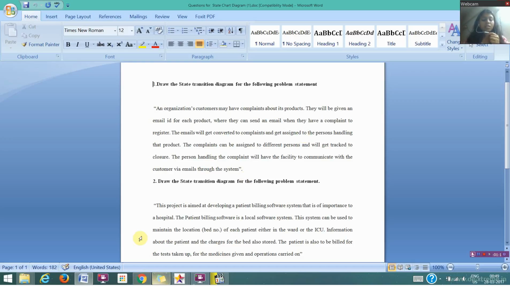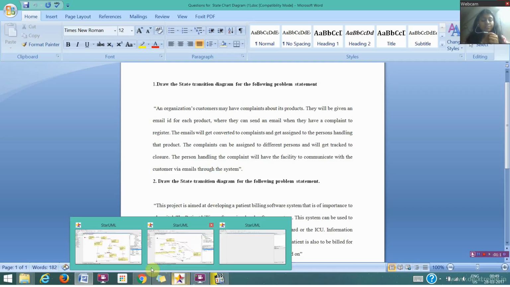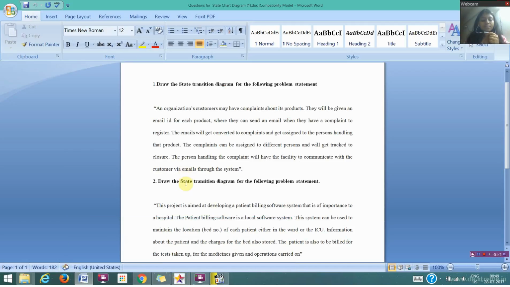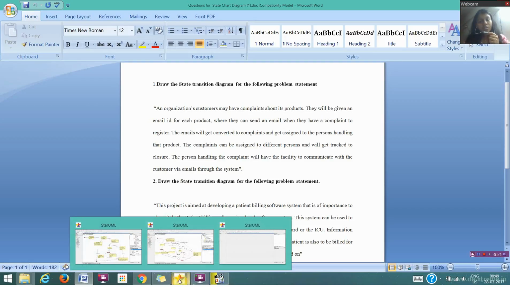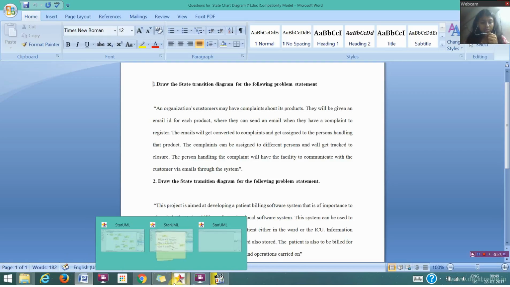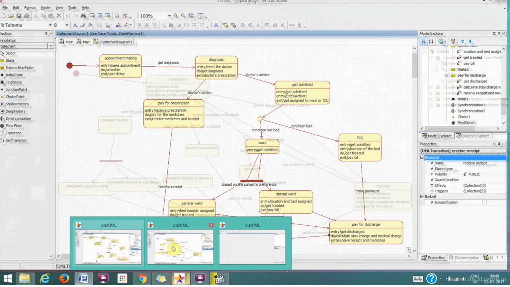So this is basically about a shopping organization, or like a complaint system where the customers can send their complaints to a particular organization with the help of an email ID. So how I'm going to do this in a state transition diagram is like this.